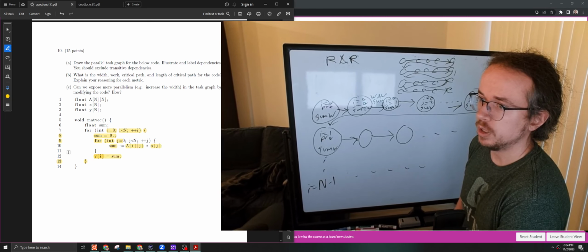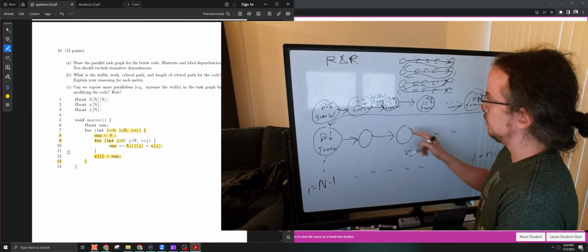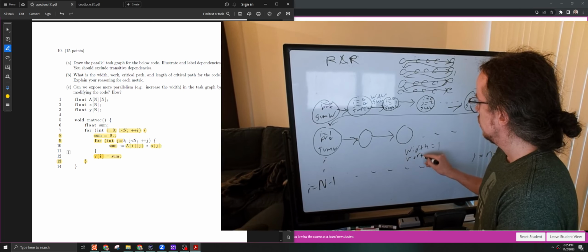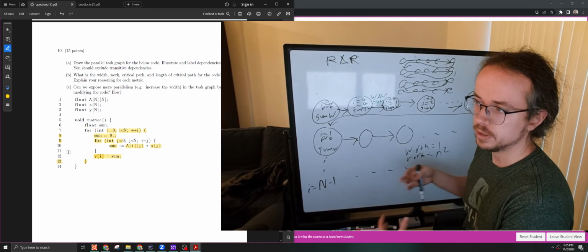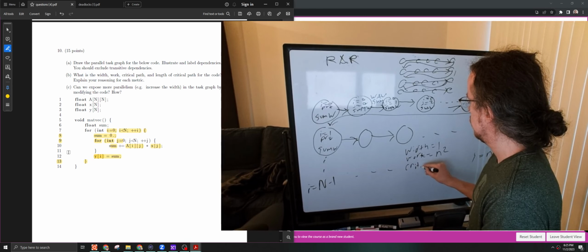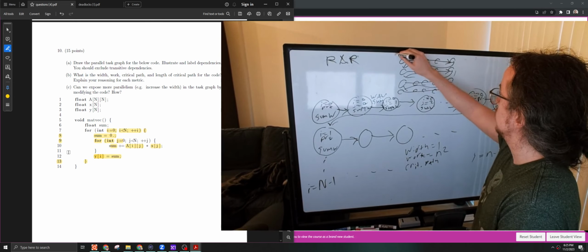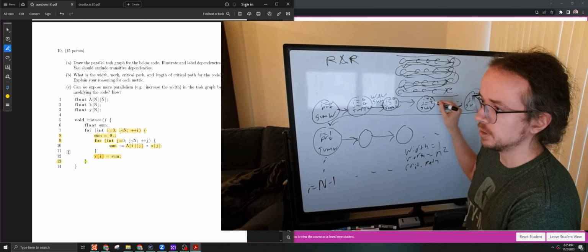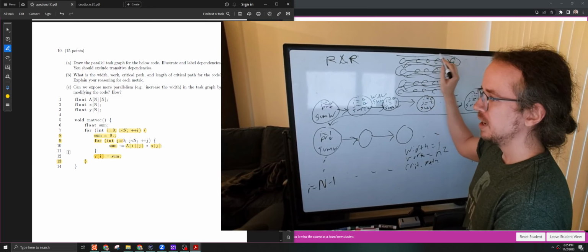So, for our questions, what is the width? Well, the width is 1 because every node depends on the node before it. Work is going to be n squared. Why? This makes a square. It's n by n, and you have to do all the nodes. It's n squared. The critical path, the actual critical path, is the whole thing. This might be the only time I've given a critical path where it's hard to draw because you have to keep track of these arrows. But it's the whole thing.